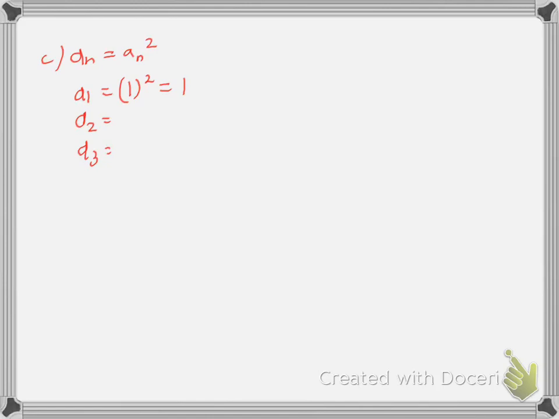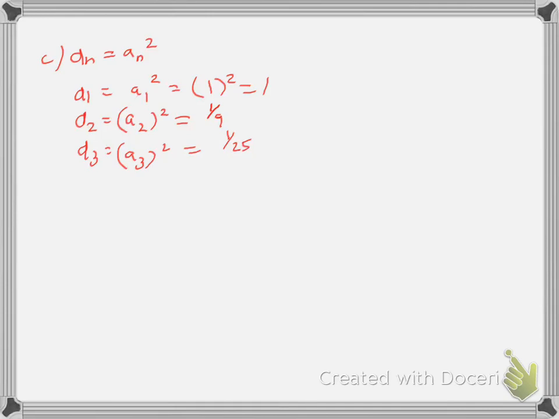Okay, let's look at d sub n equals a sub n squared. I actually already plugged that in for you, but this is a sub 1 squared. Well, a sub 1 is 1, so 1 squared is 1. Again, pause the video and figure out what the other answers are. Okay, so hopefully you received 1/9 and 1/25.